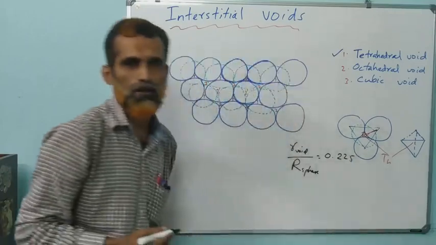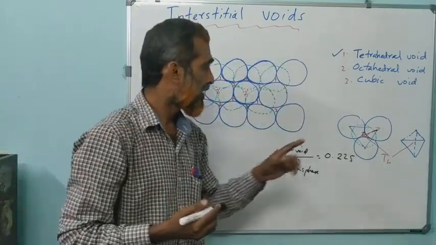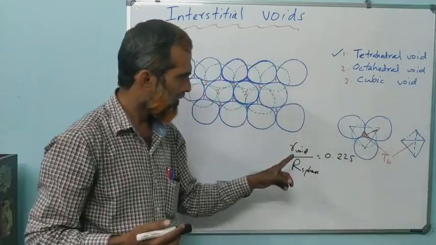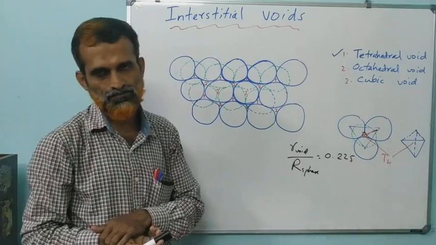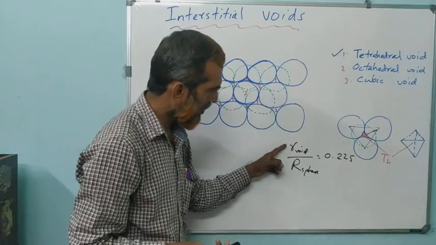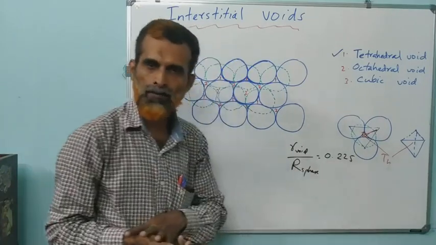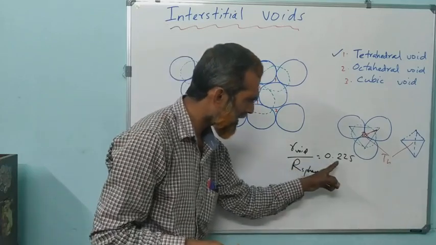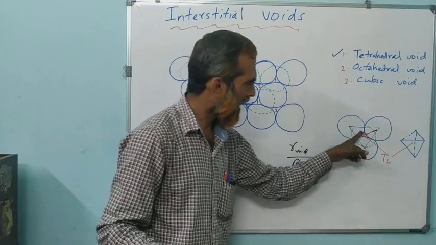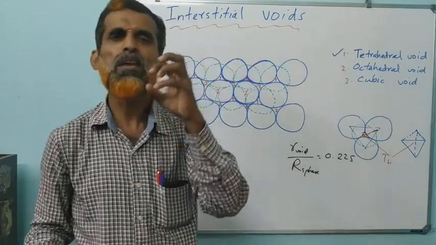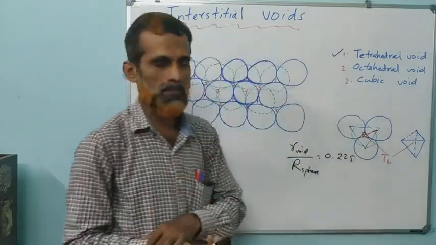This is a very important value. So the radius of the tetrahedral void is 0.225 times the radius of the sphere, or radius of void by radius of sphere is 0.225. That means roughly this is nearly 0.25. You can say that the size of this void is roughly 1/4 of the size of the sphere.